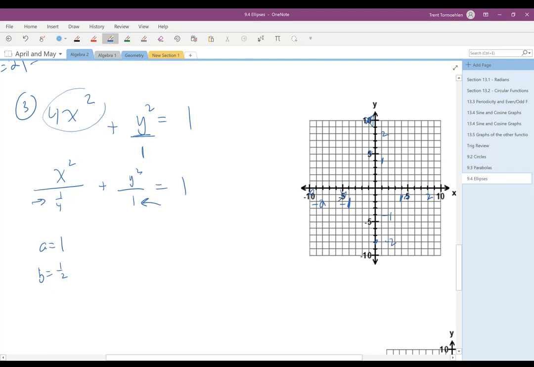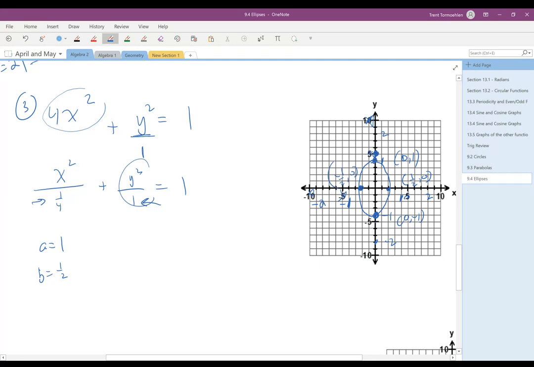And so the a is over the y, so it's going to be up here. That's where 0, 1, and 0, negative 1, the endpoints of the major axis, are. And then the endpoints of the minor axis are 1/2, which would be here. And so the graph of the ellipse would look like that, right? 0, 1, 0, negative 1, and then 1/2, 0, negative 1/2, 0.